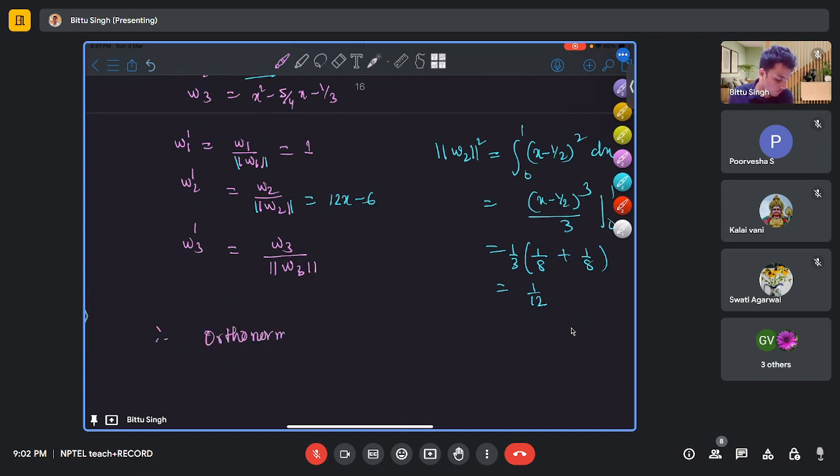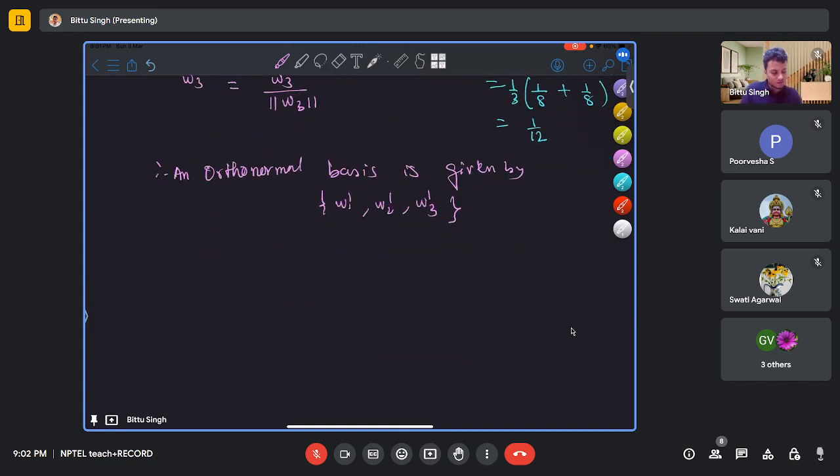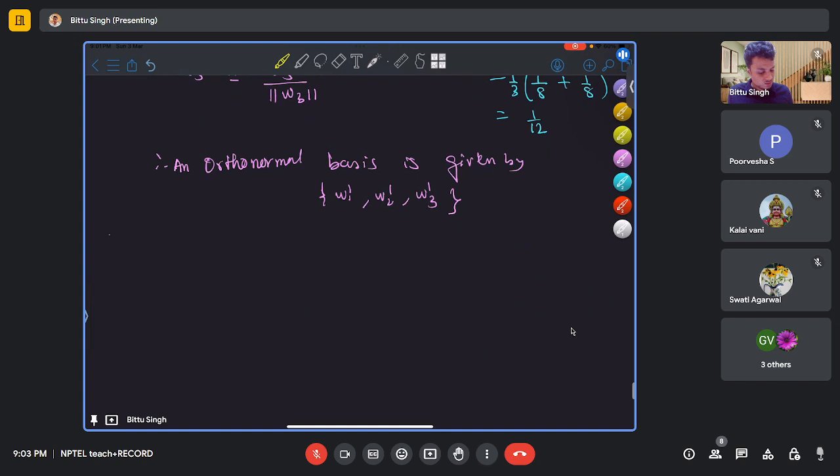Therefore, the orthonormal basis is given by W1 dash, W2 dash, and W3 dash. Those are the interesting things. And there is another thing I should say.